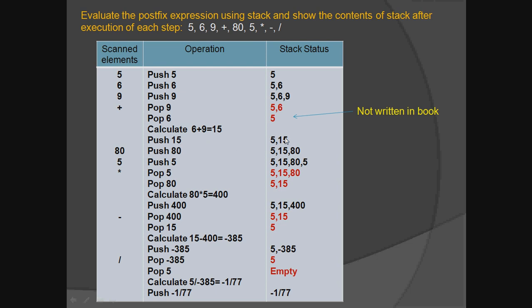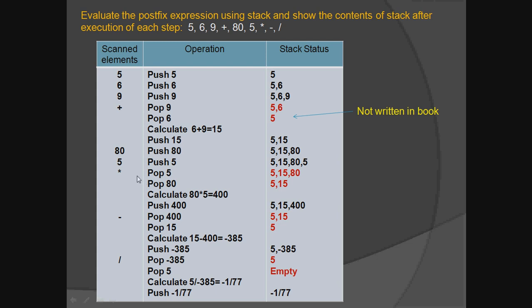So after that is done, the next step is to enter the next value, that is 80. So 80 is pushed into the stack. So now the order is 5, 15, 80. Clear? So this is the first element, this is the second element, this is the third element, that is the topmost of the stack. Clear? After that 5 is pushed into the stack, so we have 5, 15, 80 and 5. Clear?